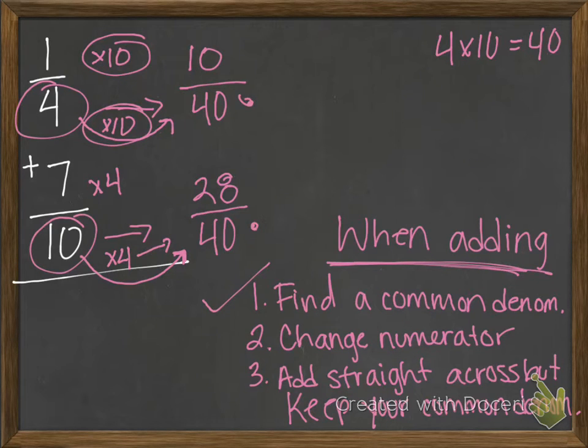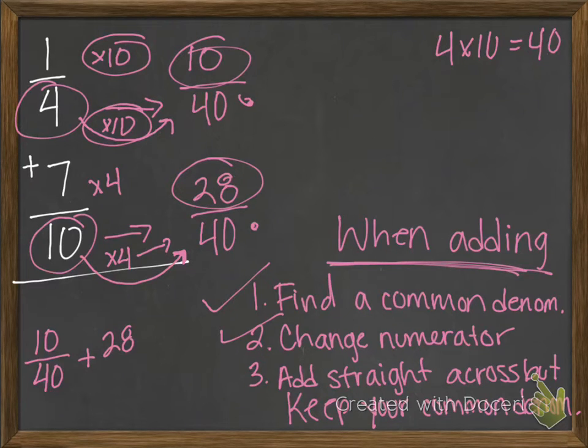Yes, we do. So, check, got it. And we changed the numerators. Our numerators are different. Now, we can rewrite our problem out, 10/40 plus 28/40. And my third step says add straight across, but keep your denominator. So I always keep my denominator, and then I add these straight across. When I add these straight across, I get 38.